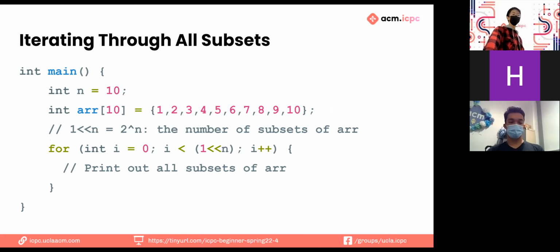For example, here we have an array of 10 integers, 1 through 10. I've provided the first for loop for you. See if you can figure out how to iterate through all possible subsets of this array, and then print out each subset in a separate line. I'll give you 3 minutes to think about it and try to write out a solution.